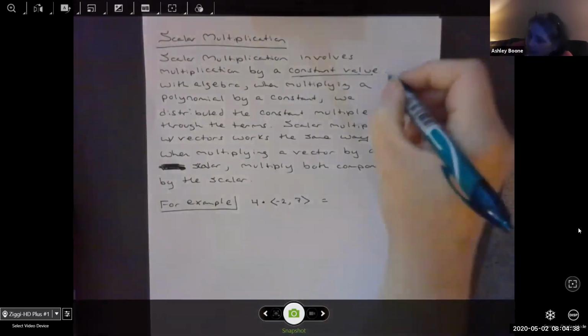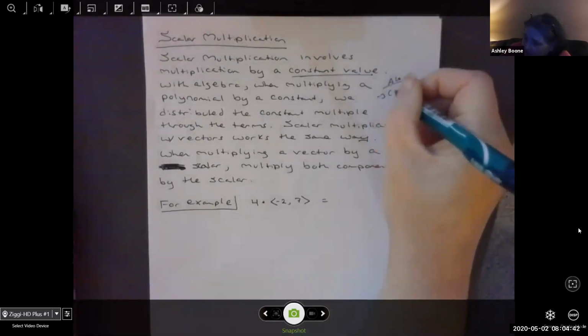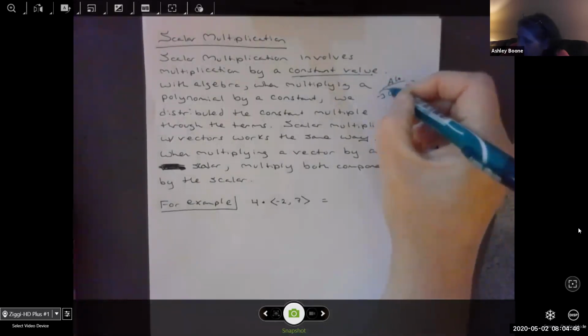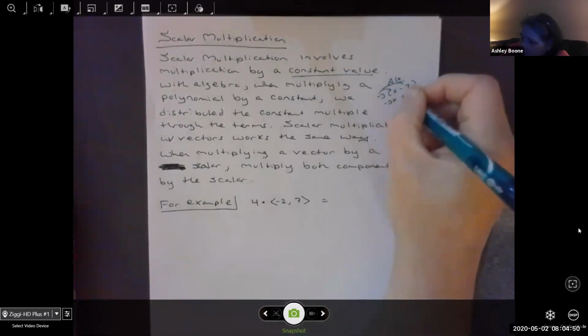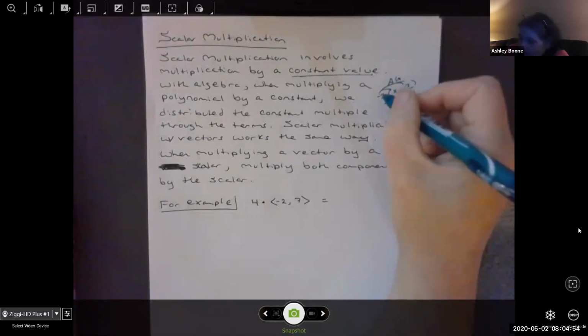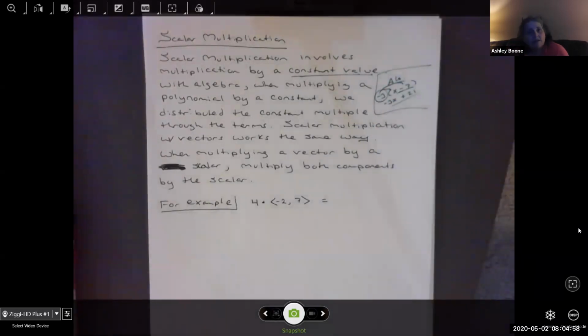Think about back with algebra. If you had -3 times x minus 7, what did you do? You distributed the -3 through and went -3x plus 21. You multiplied everything inside by that constant multiple, right? Same idea with scalar multiplication.